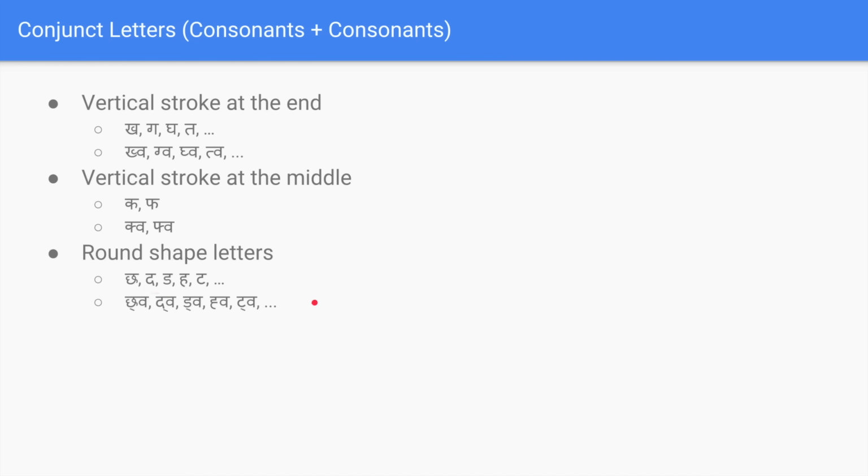So you can write either way. Most of the time, in printed materials, you can observe the next letter comes below these round shape letters.